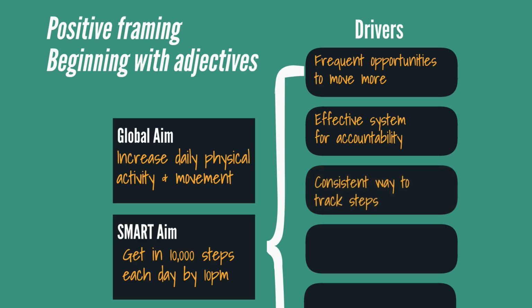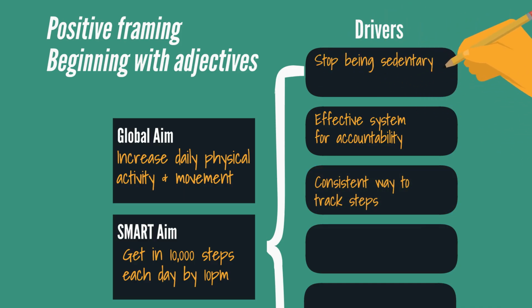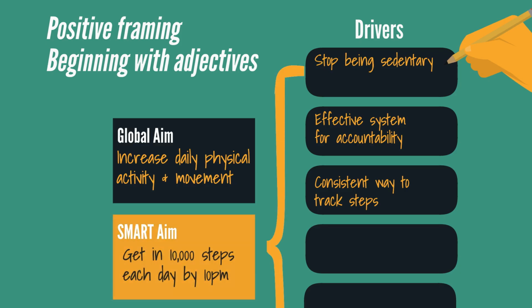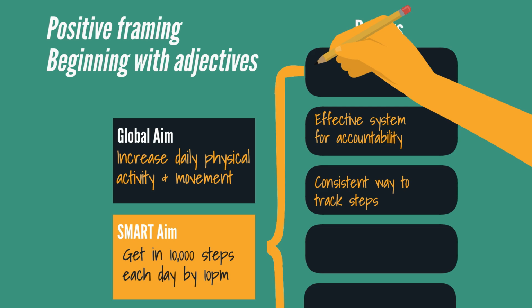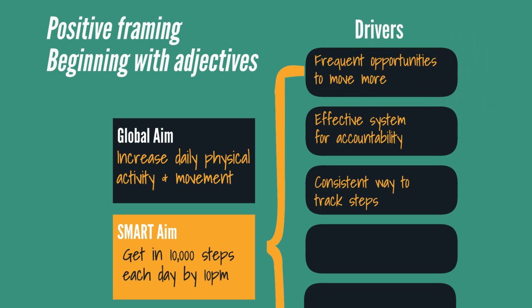It might be tempting to write some drivers in negative framing like, stop being sedentary, but this statement lacks direction about what the team should do to achieve the SMART aim. In contrast, frequent opportunities to move more clearly communicates what the team believes needs to be in place to get in 10,000 steps.